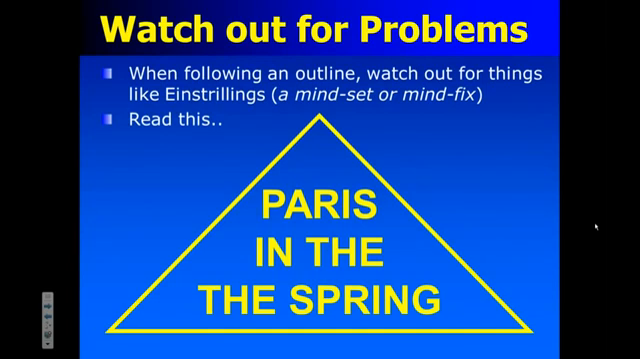Okay, for those of you who just said Paris in the spring, you're wrong. It says Paris in the the spring. There are two thes there. See? Paris in the the spring. Okay? What this is called is an Einstrilling. It is a brain trick, so to speak.